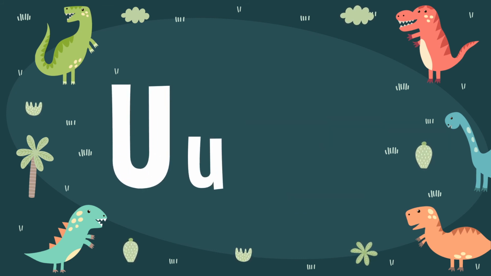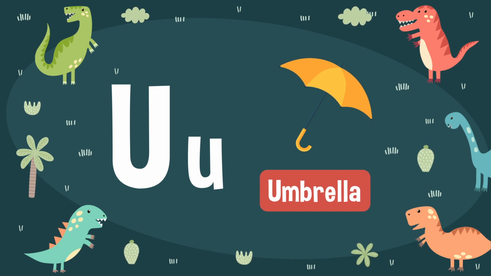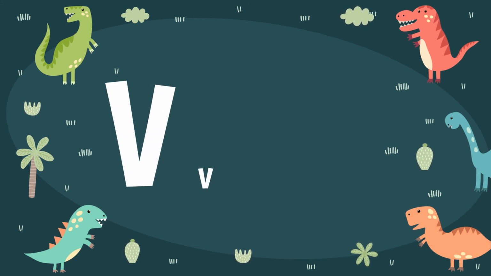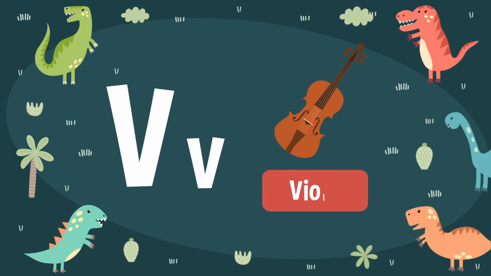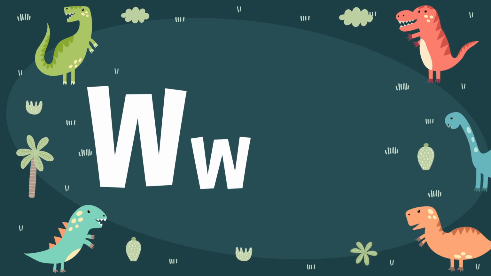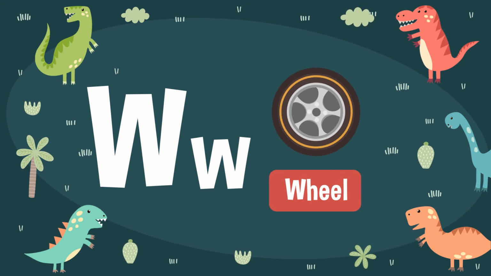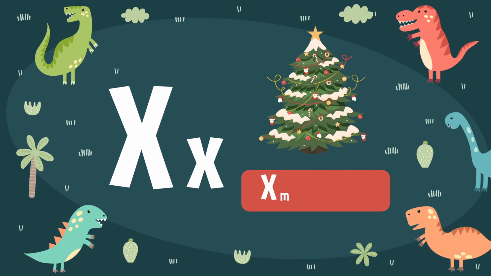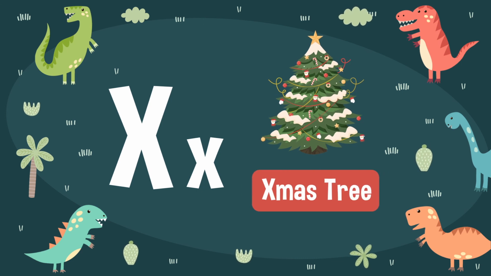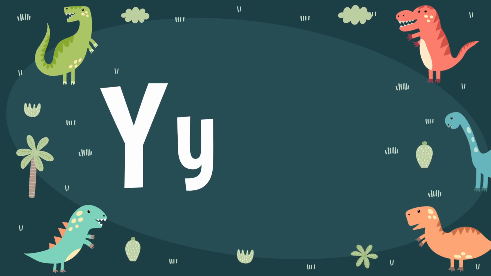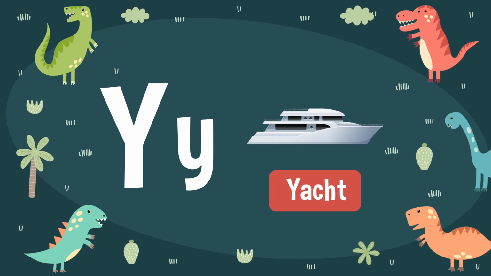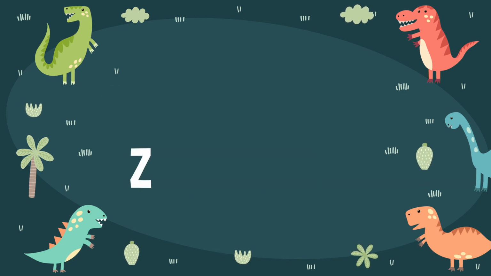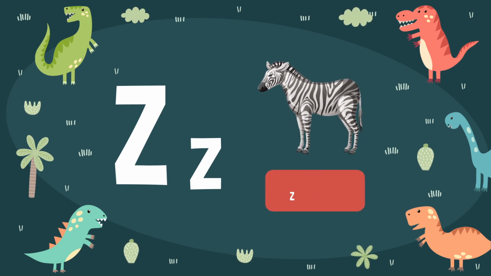U. U for umbrella. V. V for violin. W. W for wheel. X. X for Christmas tree. Y. Y for yacht. Z. Z for zebra.